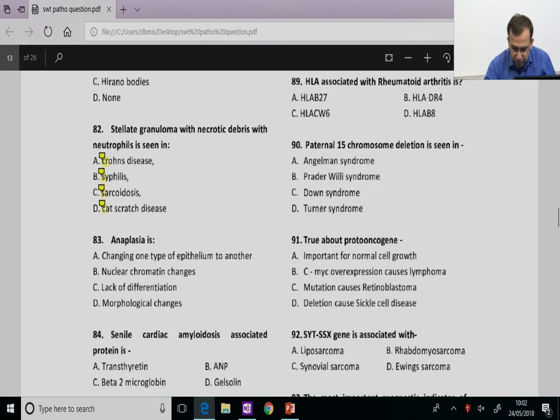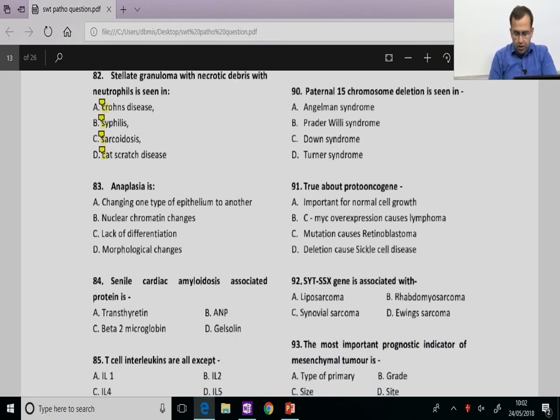True about proto-oncogenes: they are important for normal cell growth. This is true. Option: c-Myc overexpression causes lymphomas. No. Option: mutations cause retinoblastomas. No. Option: deletions cause sickle cell disease. Let us go point-wise.